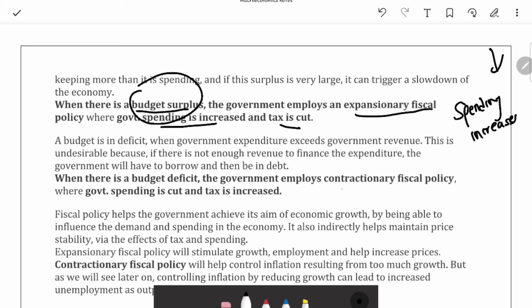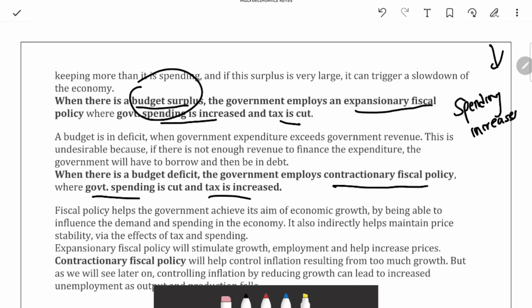But when there's a budget deficit, we say there's a contractionary fiscal policy, meaning they don't have enough revenue. They've been spending so much, they don't have that much revenue in return. So they will reduce government spending, and tax will be increased so they can increase revenue. The government basically aims to be in the middle, with a balanced budget. That's why we talked about budget first, because a budget for the government is very important. The government will react according to the budget, okay, so that is the entire fiscal policy.